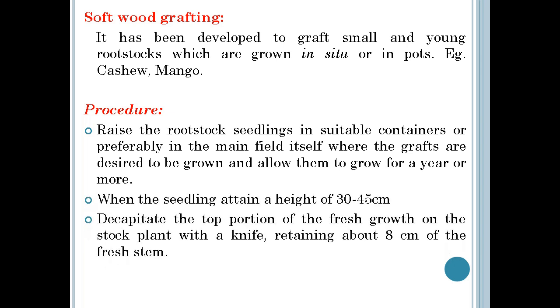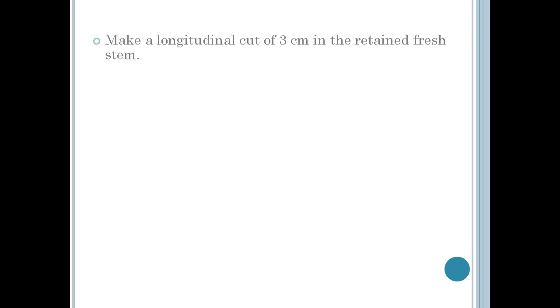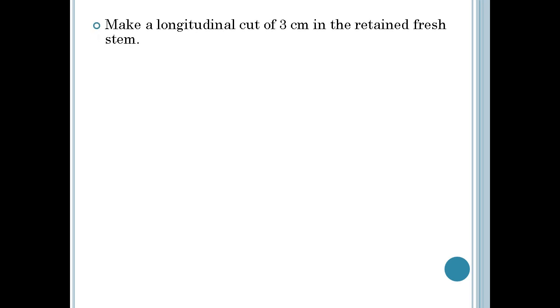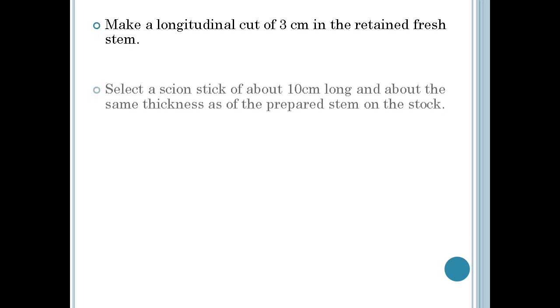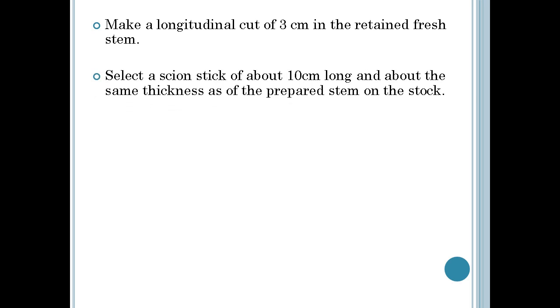When the seedlings attain a height of 30 to 45 cm, decapitate the top portion of the fresh growth on the stock plant with a knife, retaining about 8 cm of the fresh stem. Make a longitudinal cut of 3 cm in the retained fresh stem. Select a scion stick of about 10 cm long and about the same thickness as the prepared stem on the stalk.